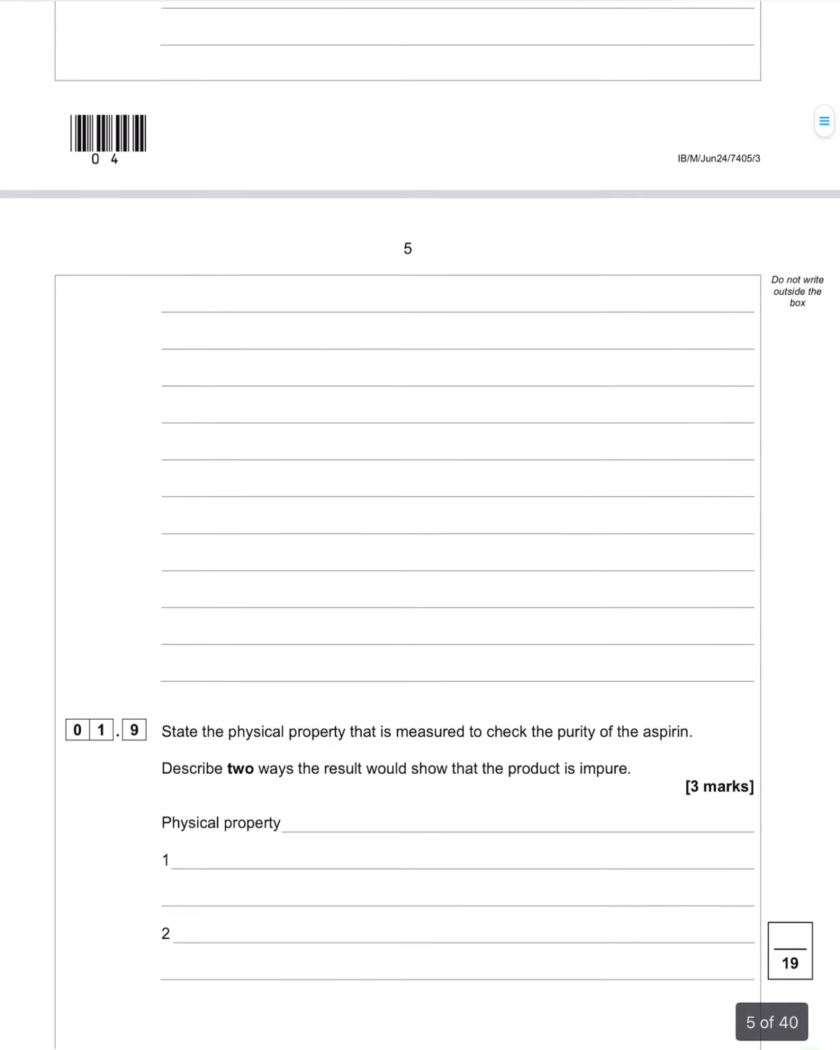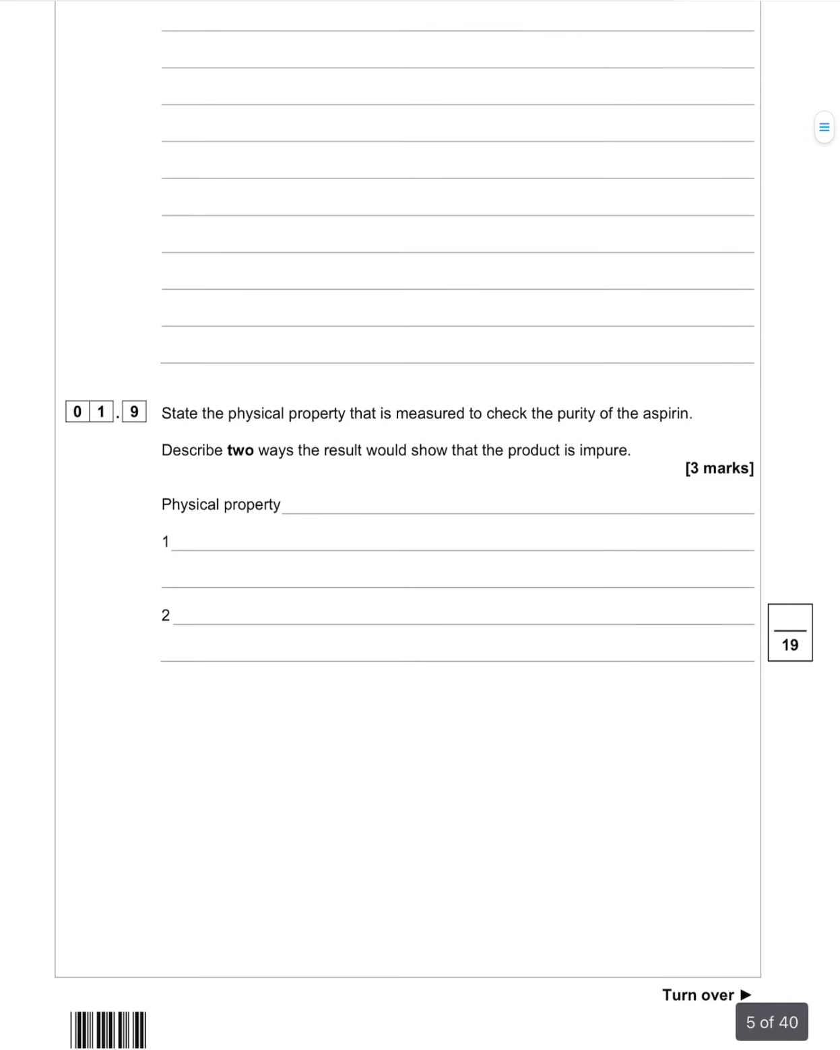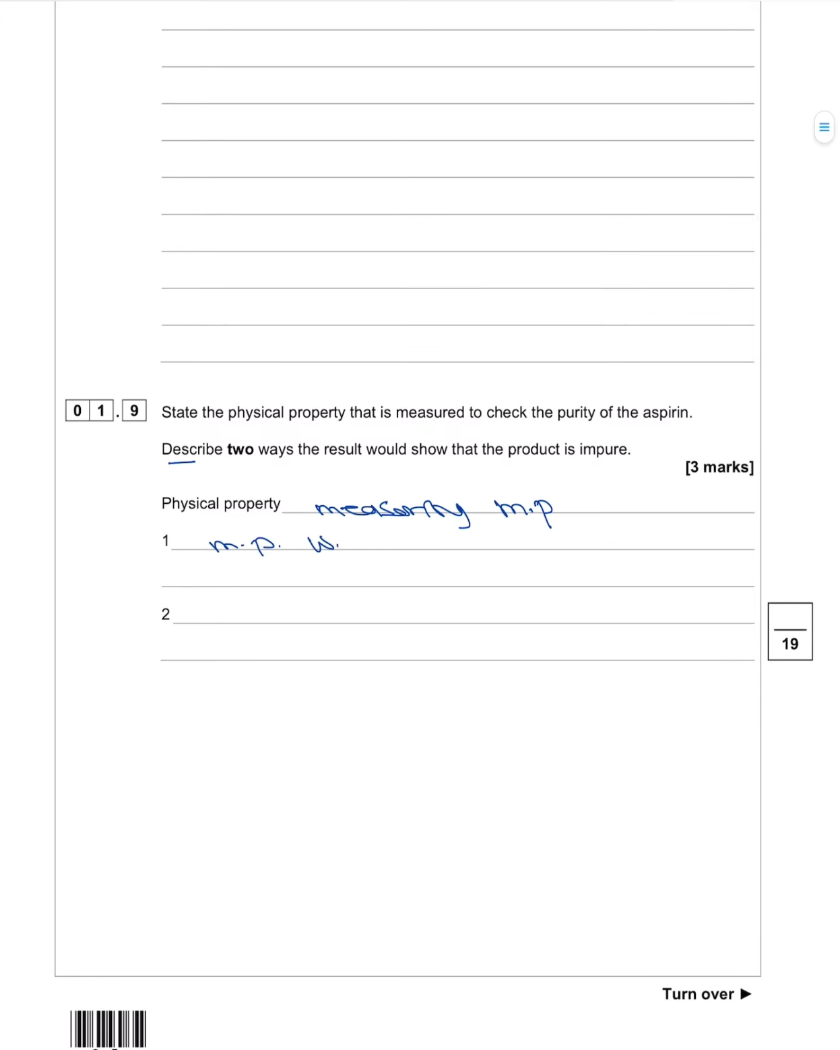Then you will get the purified solid. And if you want to test for the purity of your product, you can use a physical property to test for that. And we know that the property that we use is measuring the melting point. This is the property. So they want you also to describe 2 ways the results would show that the product is impure. We know that if it's impure, the melting point of the product will be lower than the melting point in the data book.